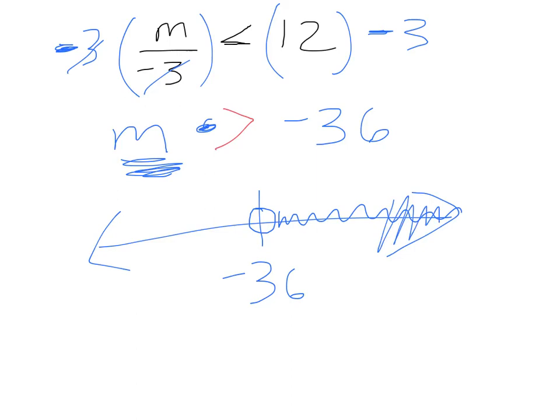Do we enclose the circle? No, because it's strictly greater than. There is no or equal to idea with this inequality, so these are the numbers that will work for that inequality. Yay, solution.